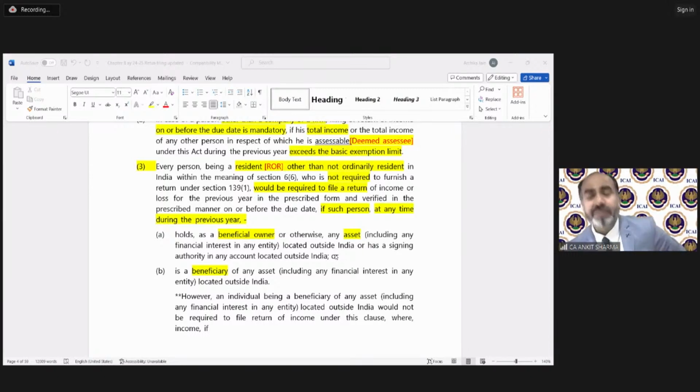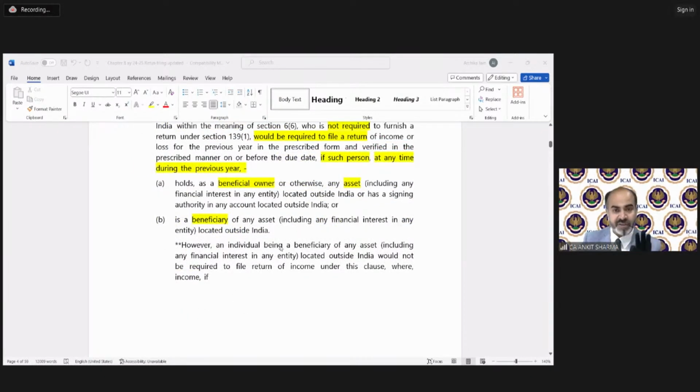Or you are a beneficiary. You are not the real owner, but you are just like a nominee. Somebody else is the real owner, but you are getting the benefit of an asset. That is called a beneficiary, who receives the benefit from an asset, and will get the asset when the real owner passes away. It's just like a nominee. So if you are a beneficiary of any asset located outside India, then also you have to file your income tax return.